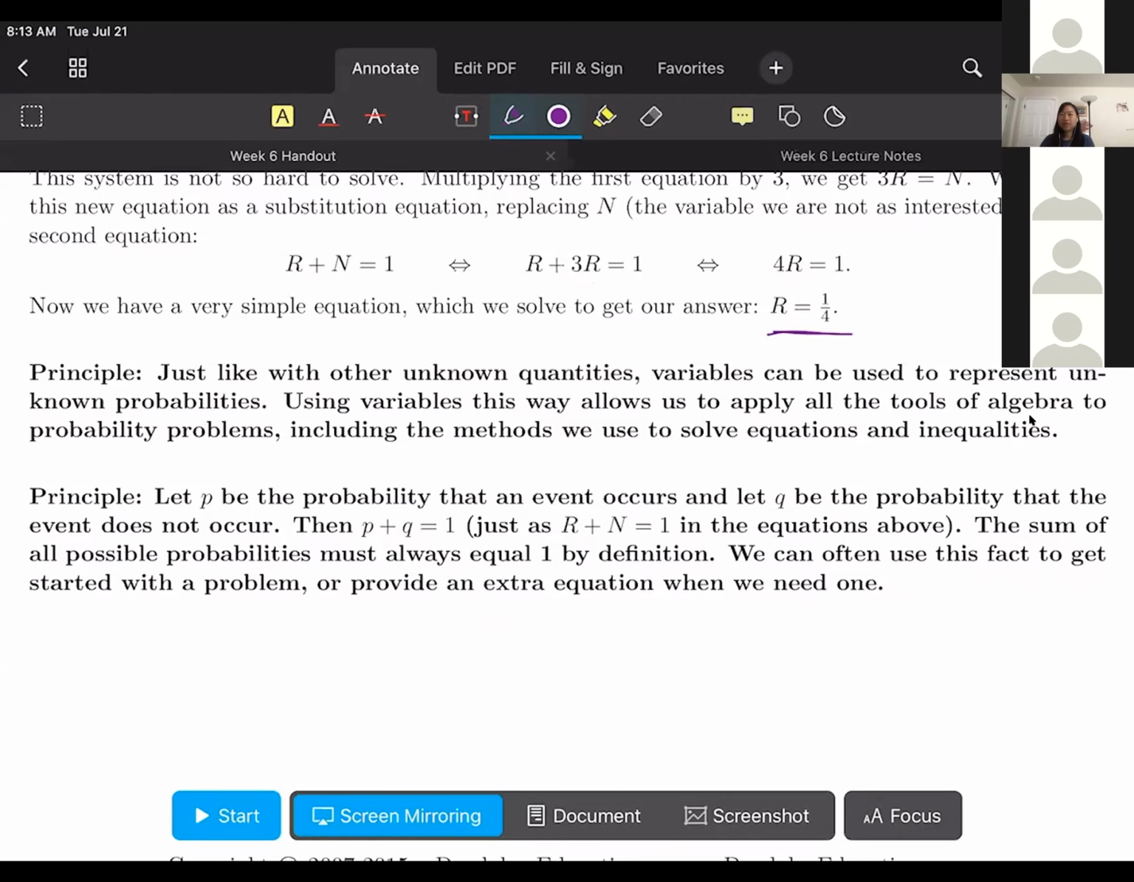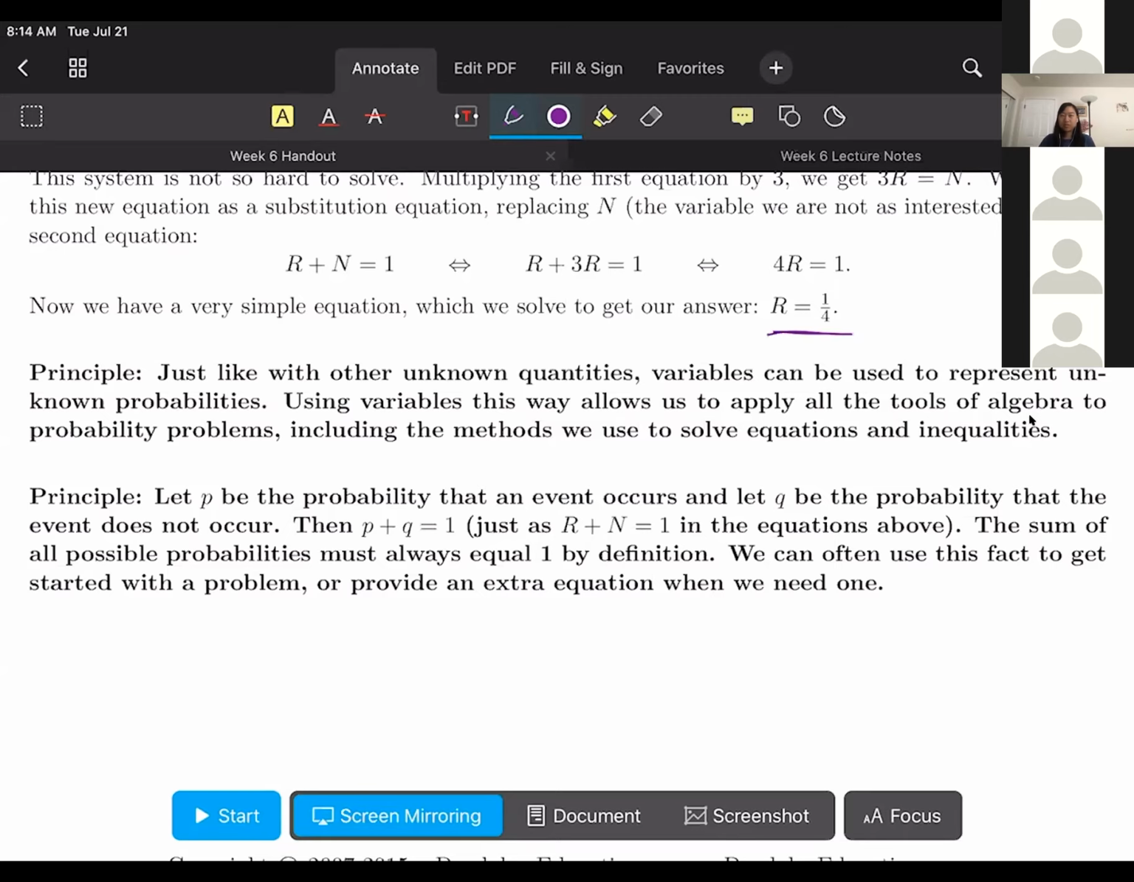And then the other thing that we used here, which is more specific to probability, is this: if we have some probability that an event occurs, we can call it P, and then we can let Q denote the probability that that event does not occur. We know that either the event occurs or it does not occur. So we always know that P plus Q equals 1. And in general, the sum of all possible probabilities must always equal 1. This is often a fact that we want to use to get started with a problem, or to provide an extra equation when we're using algebra to solve these probability problems.